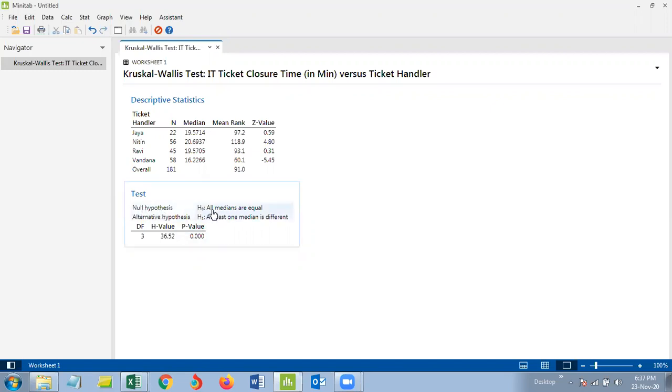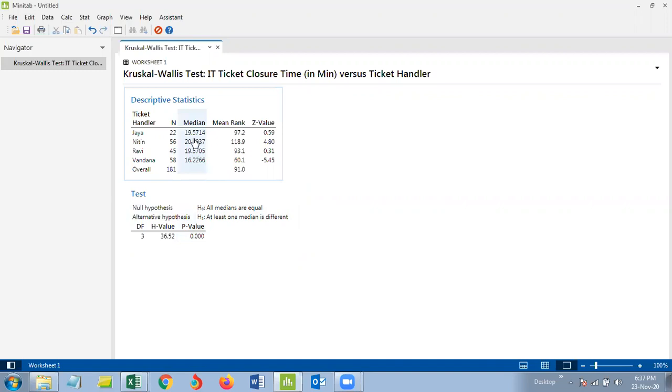Here, look at this. It says null: all medians are equal. It's comparing the medians of the data. Why? Because the data was non-random. So instead of ANOVA, we are using this Kruskal-Wallis test, which compares the medians. When we use ANOVA, it looks at averages, the means of the data. Here, it is comparing the medians. So null says all medians are equal. Alternate says at least one of them is significantly different. The p-value confirms yes, there is a huge difference in their median.